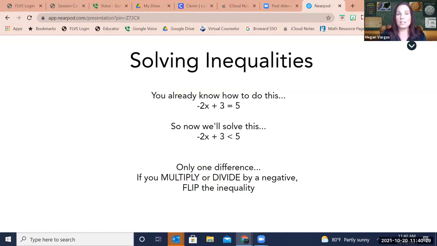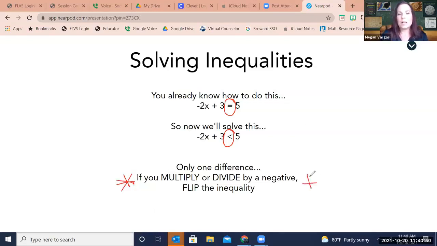Solving inequalities. Only one difference, okay? There's one difference in what it looks like, right? Instead of an equal sign, we're going to see something like that. But the only difference in the method that you're doing is this part down here.